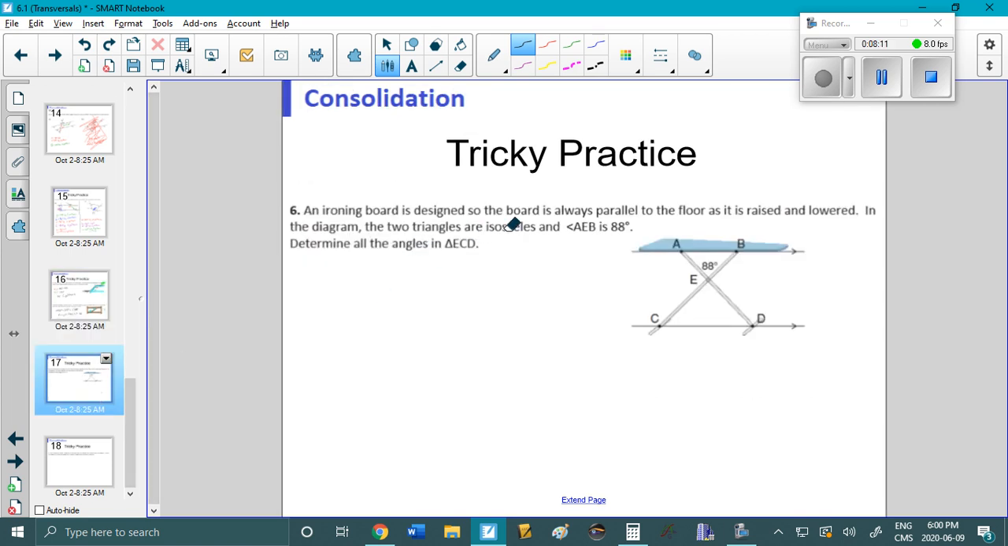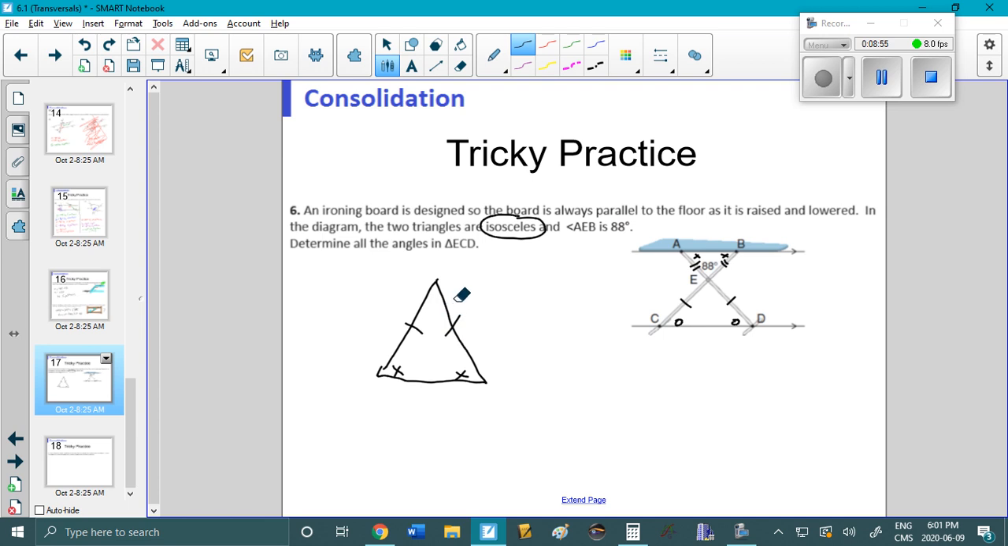All right. An ironing board is designed so the steam is always parallel to the floor. So what that means is they want this line to be parallel to this line. Oh, they already have it. They have them right here. So they're parallel. The two triangles are isosceles. An isosceles triangle, remember, has two sides that are the same, which means these two angles are the same. So this is the same as this, and this is the same as this, which means this angle is the same as this, and that angle is the same as that.